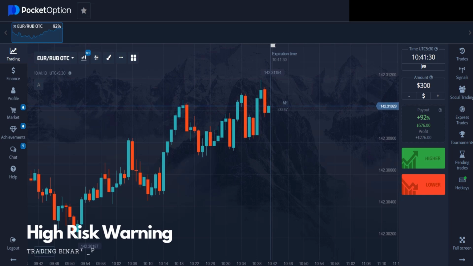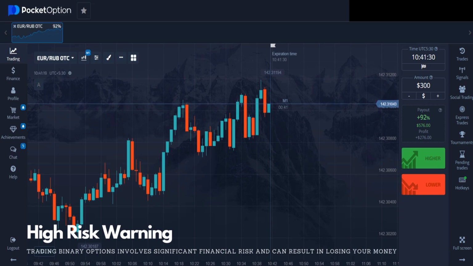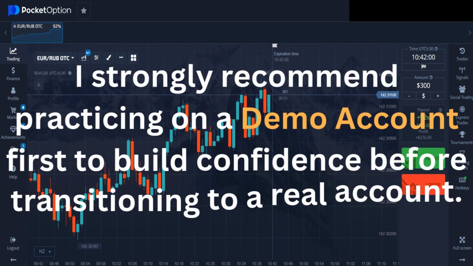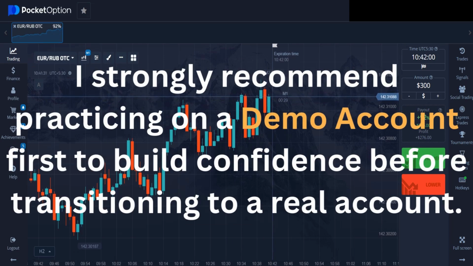Today, I'm sharing a simple yet powerful 30-second Pocket Option trading strategy using Heikin Ashi candles, the moving average indicator, and the MACD indicator. But first, here's an important tip. Always test this strategy on a demo account before trading with real money. Got it? Great, let's dive in.